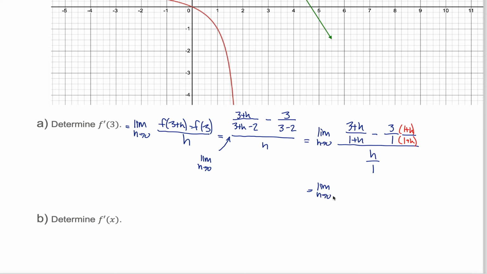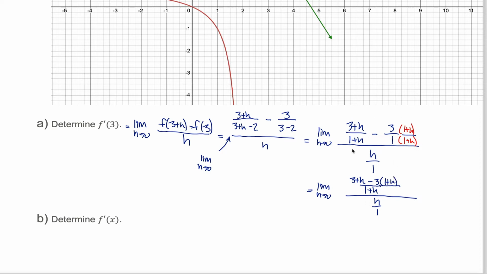I've got the limit as h approaches 0 of, on the bottom, I just have h over 1, and on the top, I'm subtracting two fractions that both have the same denominator. The denominator is 1 plus h. And when you're subtracting fractions that have the same denominator, you just write the denominator one time, and you subtract their numerators. So I've got 3 plus h minus 3 times 1 plus h.